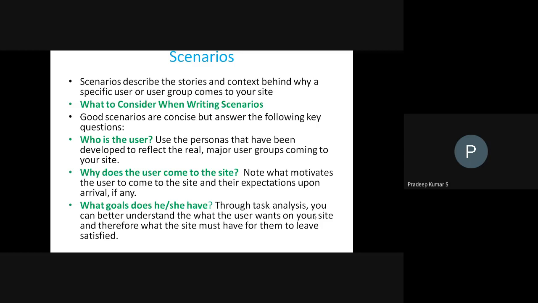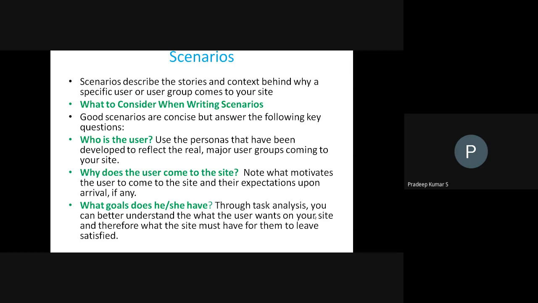Scenarios are a resource that give a step-by-step walkthrough of user interaction, including what they see, do, and are thinking. That is a scenario.